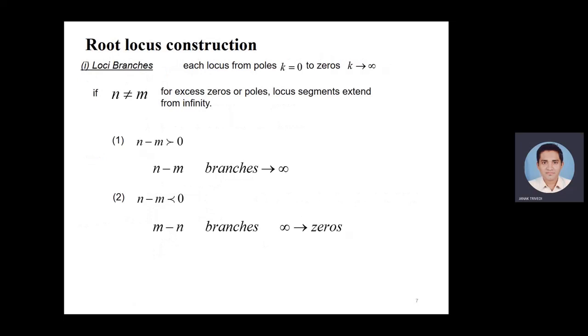Now root locus construction. So first is the loci branch. Each locus goes from poles, K equal to 0, to zeros, K tends to infinity. If n does not equal m, for excess zeros or poles, locus segments extend to infinity. Like if n minus m is greater than 0, then n minus m branches tend to infinity. In the other case, if n minus m is less than 0, then m minus n branches tend to infinity.